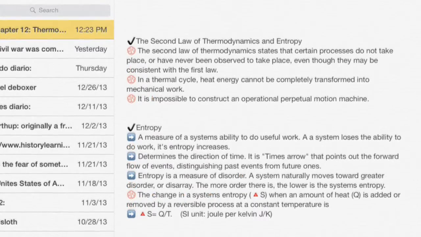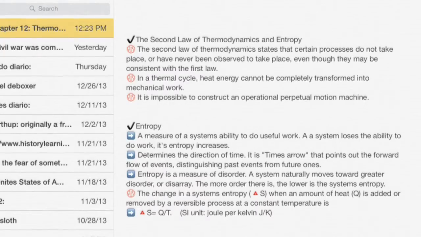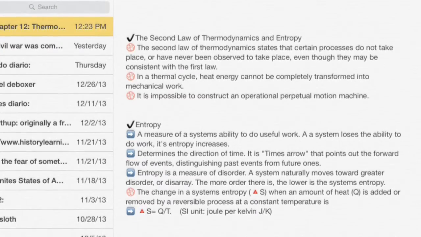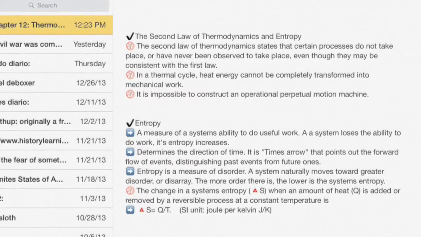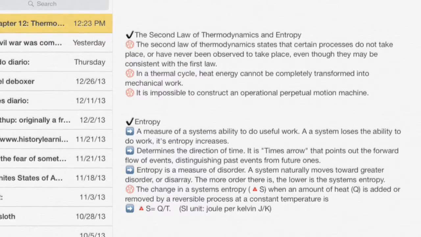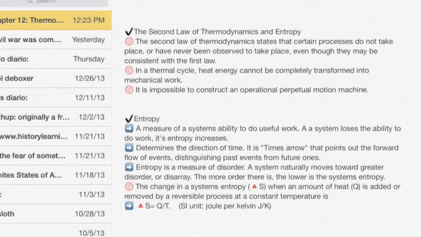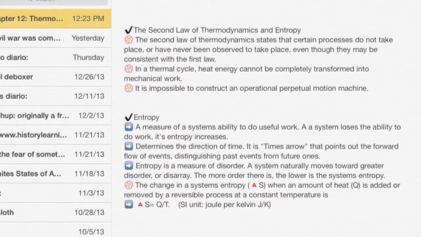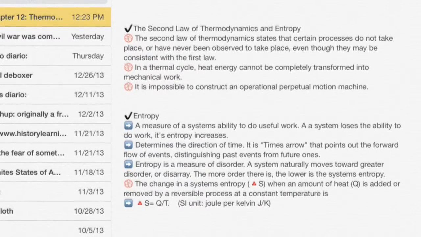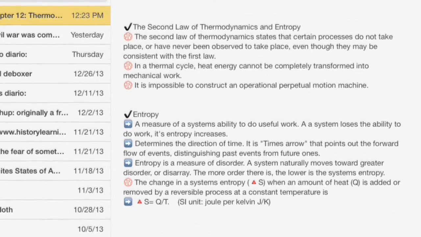The second law of thermodynamics and entropy. The second law of thermodynamics states that certain processes do not take place, or have never been observed to take place, even though they may be consistent with the first law. In a thermal cycle, heat energy cannot be completely transformed into mechanical work. It is impossible to construct an operational perpetual motion machine.